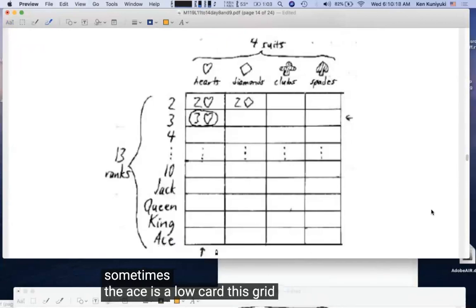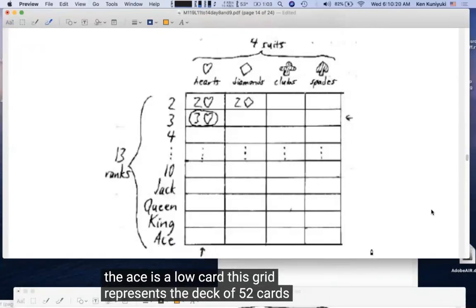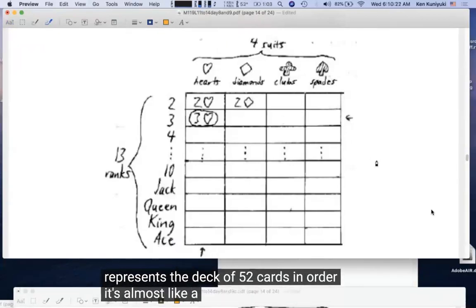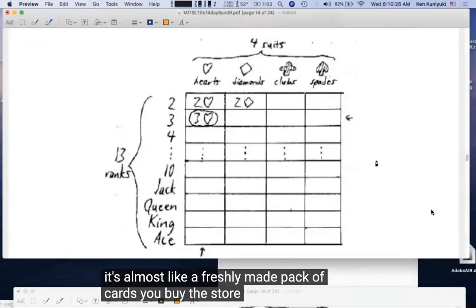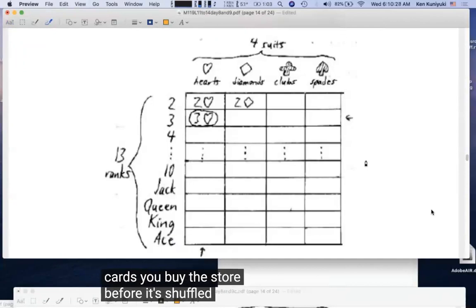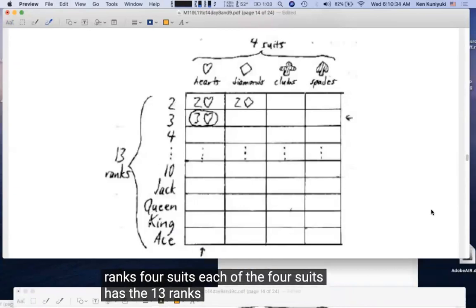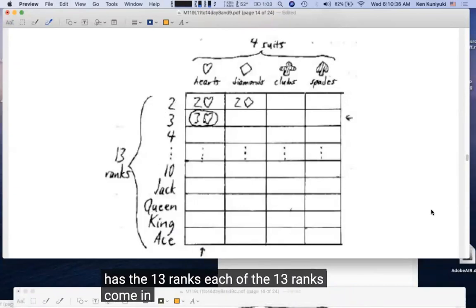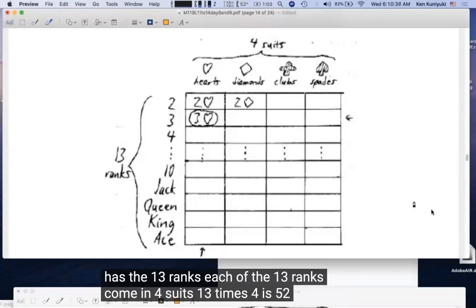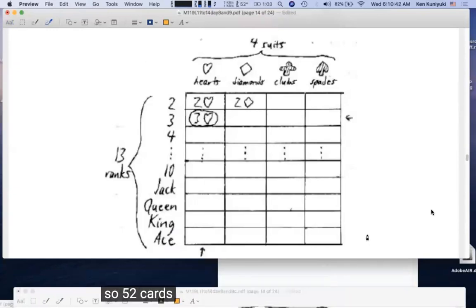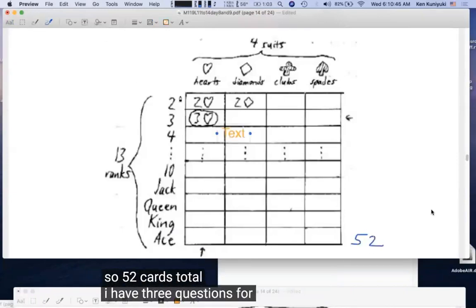This grid represents the deck of 52 cards in order. It's almost like a freshly made pack of cards you buy at the store before it's shuffled. 13 ranks, 4 suits. Each of the 4 suits has the 13 ranks. Each of the 13 ranks come in 4 suits. 13 times 4 is 52. So 52 cards total. I have 3 questions for you.